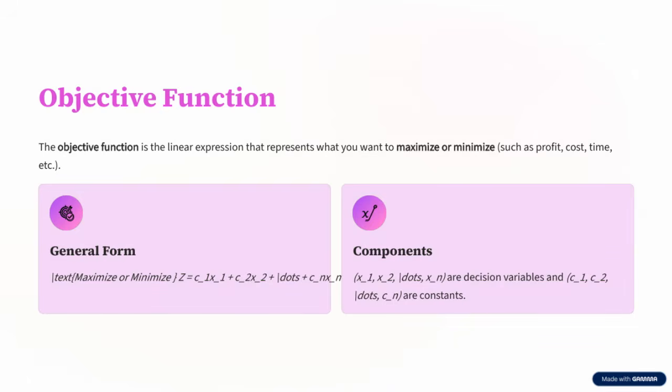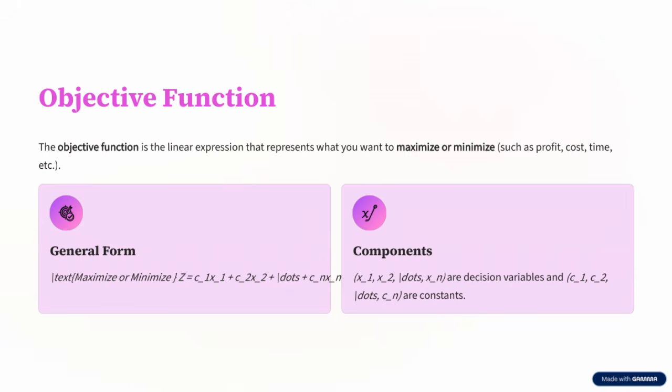Let's take a closer look at the components of the objective function. Here, the variables x1, x2, all the way through xn, represent our decision variables. These are the choices or actions we can control within the problem. Correspondingly, the constants c1, c2, up to cn are the coefficients, or parameters, that weigh each decision variable's contribution to the overall objective. The goal is to maximize or minimize a linear expression, which we call z. This z is essentially a sum of each decision variable multiplied by its respective constant, like c1 times x1, c2 times x2, and so on, all the way to cn times xn.